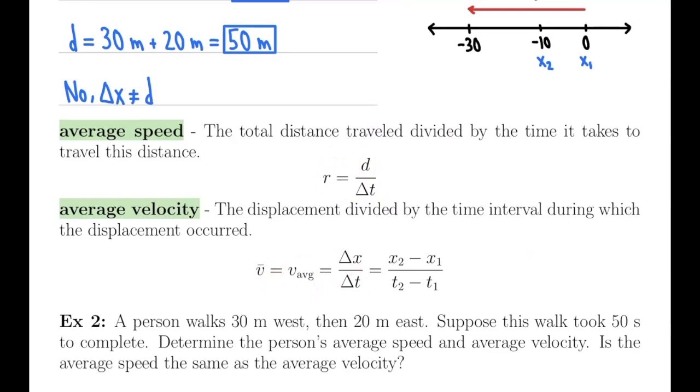And since we have displacement in the numerator and displacement is a vector, that means velocity is also going to be a vector. So velocity has both a magnitude of how fast the object is moving and also the direction in which it is moving. So it can be positive or negative or 0.